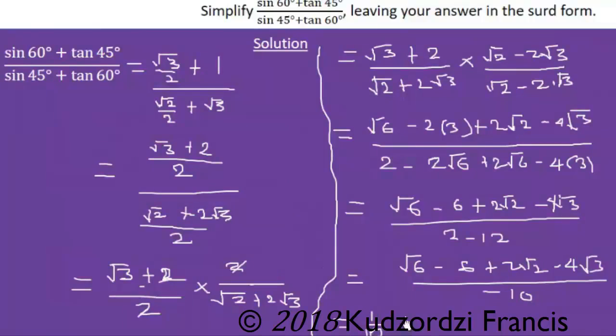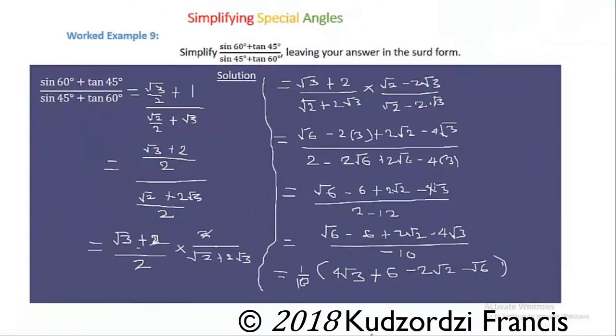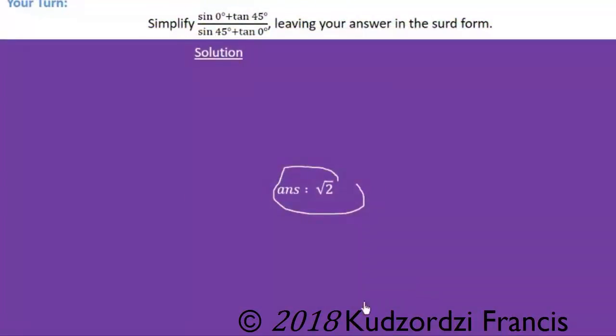So this is the same as 1 over 10 times 4 root 3 plus 6, then minus 2 root 2 minus root 6. It is now your turn to also practice, and you should get this as your final result.